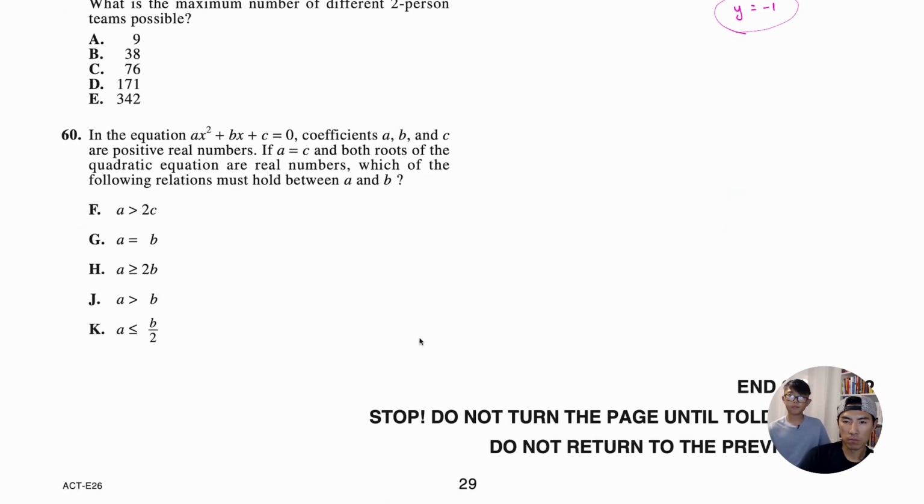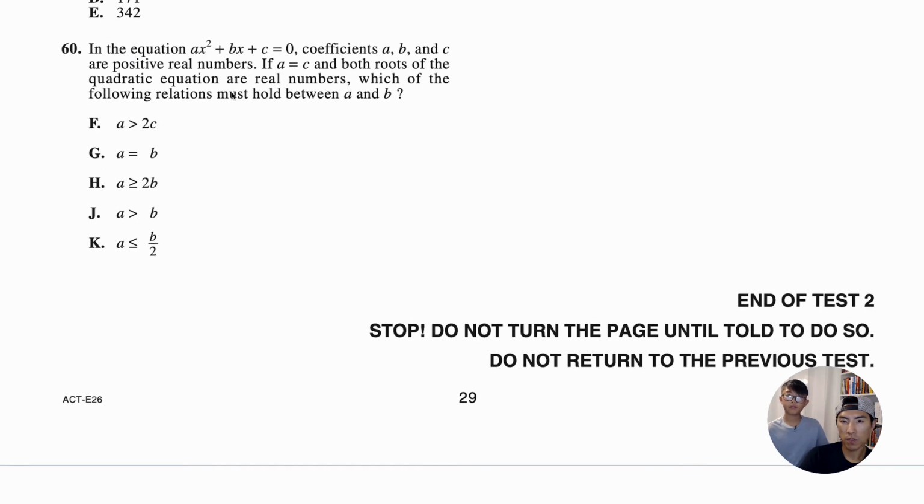Okay, next one. Which of the following relations must hold between a and b? In this equation, we have a quadratic. I'm just going to rewrite it. Coefficients a, b, and c are positive real numbers. If a equals c, and both roots of the quadratic equation are real numbers, which of the following equations must hold between a and b?